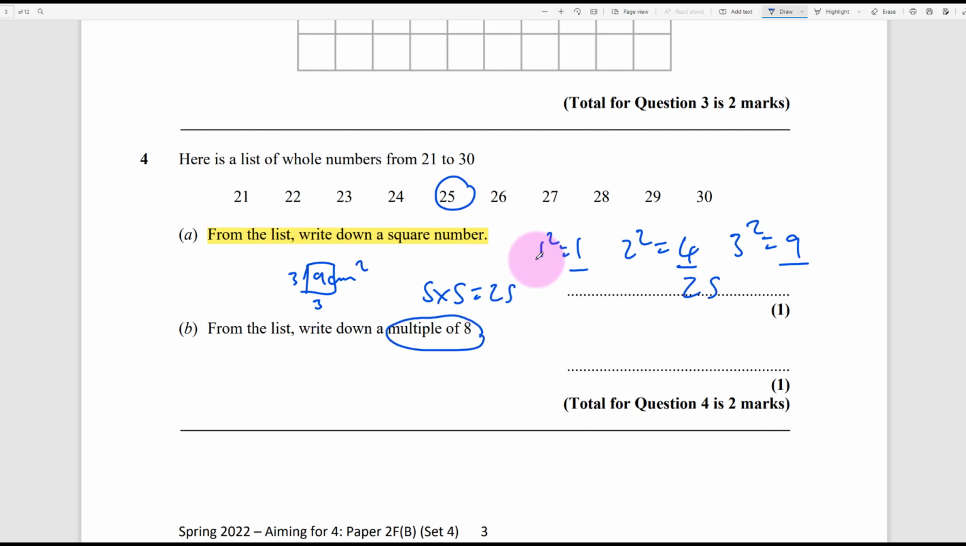Write down a multiple of 8. That's like the times tables. You can see it's 24.